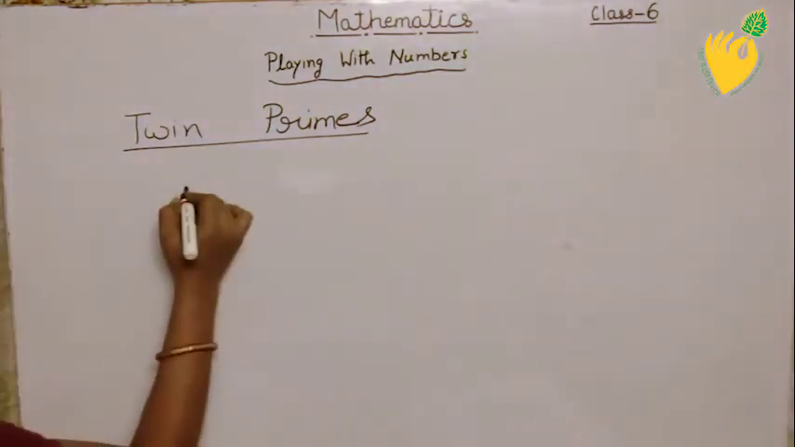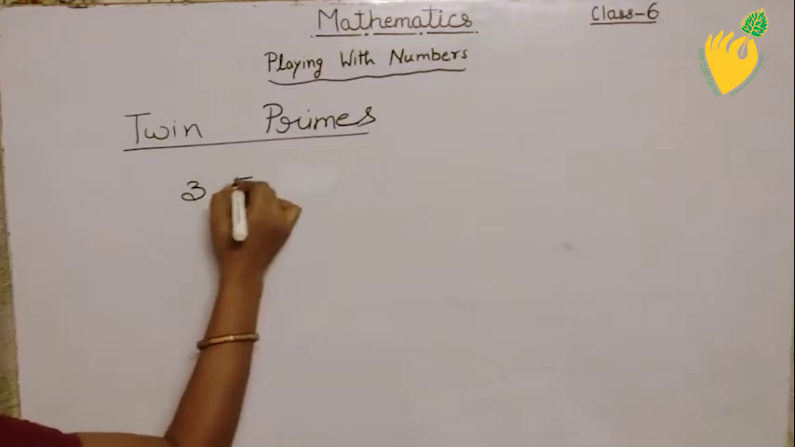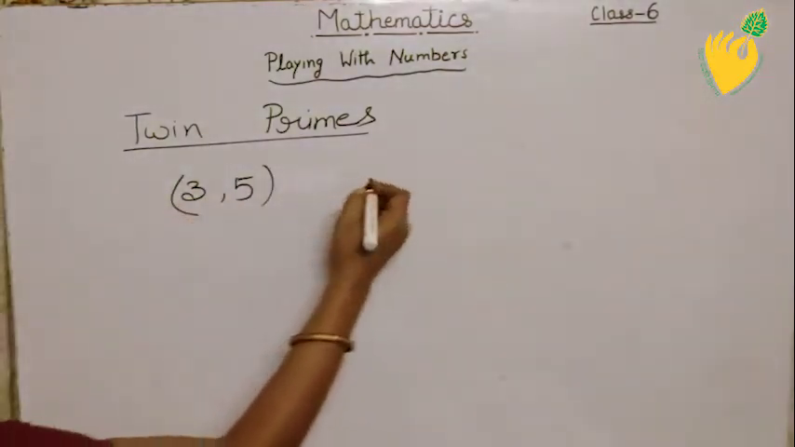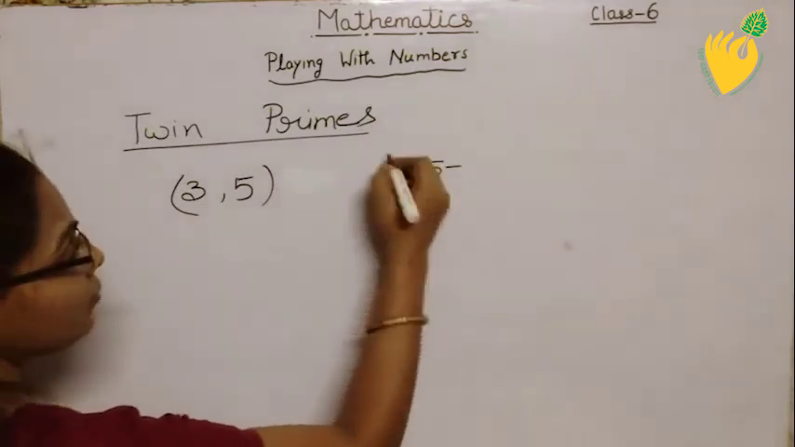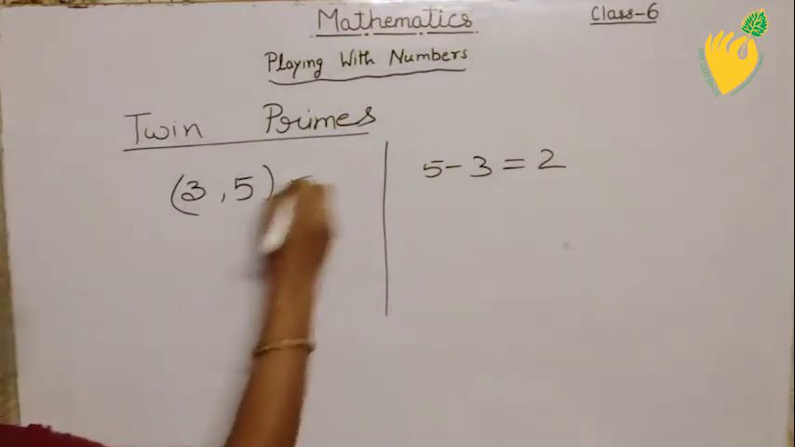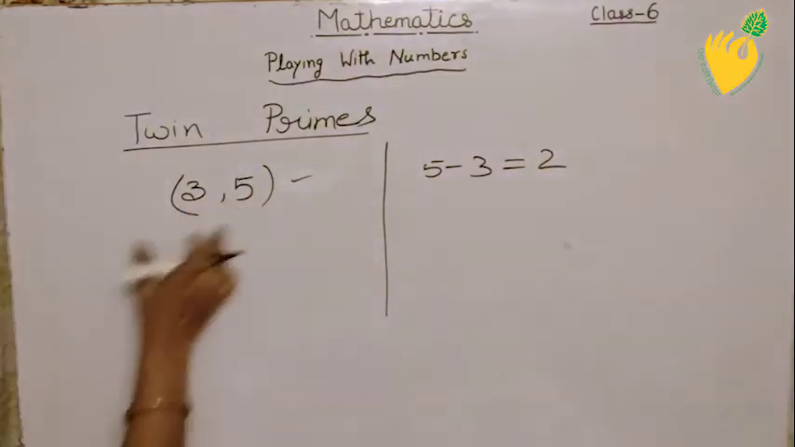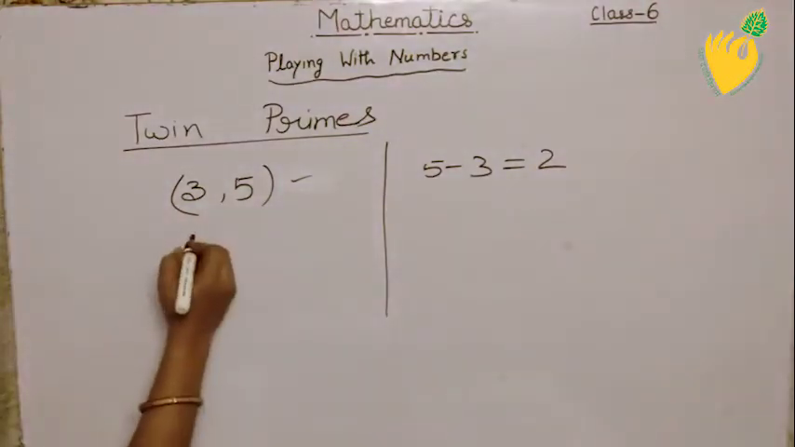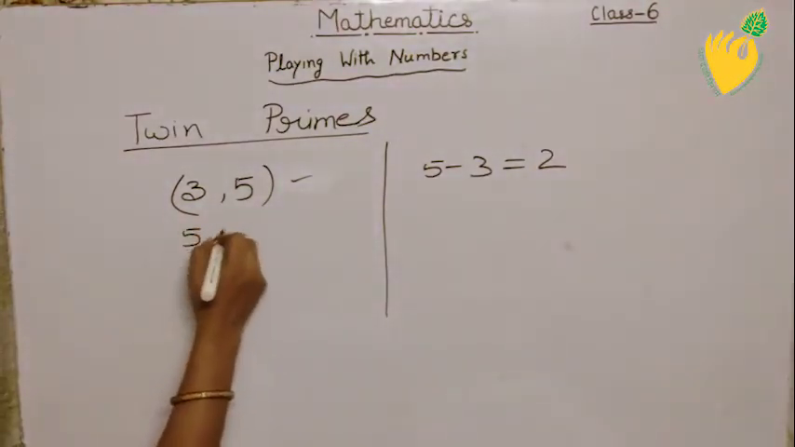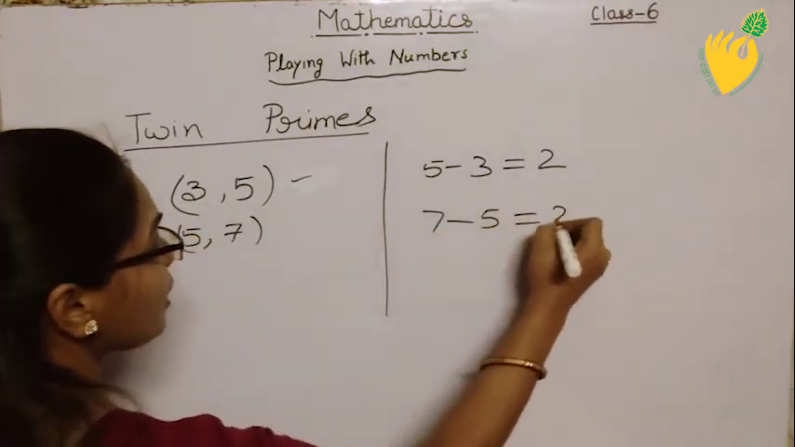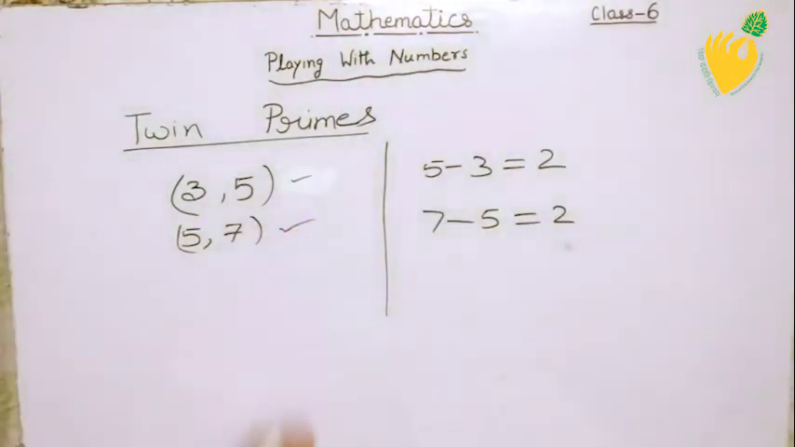See, students, 3 and 5 are prime numbers, and the difference of 3 and 5, you can check it in the rough, students, is 2. So these are twin primes. That means this pair 3 and 5 makes a twin prime pair. Next, again, students, 5 and 7. This 7 minus 5 again gives 2. So this is also a pair of twin primes.